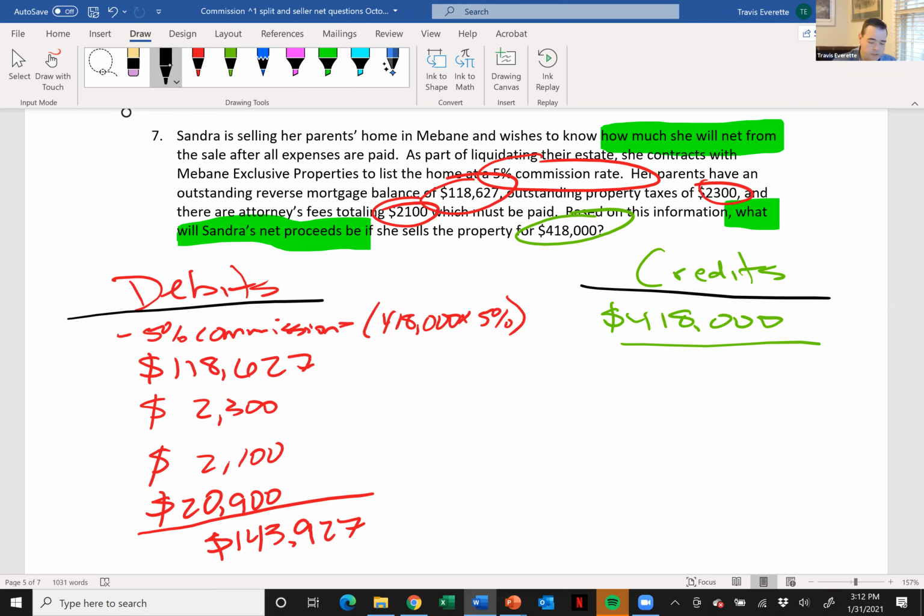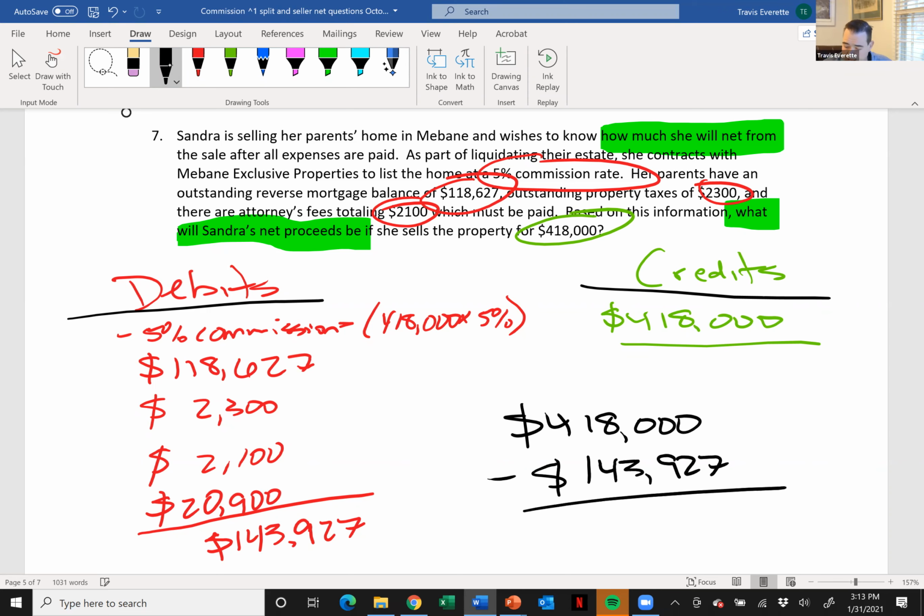And so now here's my total math. I got total credits of $418,000 minus total debits of $143,927. And that's going to be cash at closing for the seller of $274,073. $274,073 is going to be the net cash at closing for that seller.